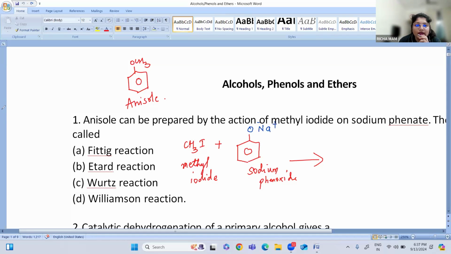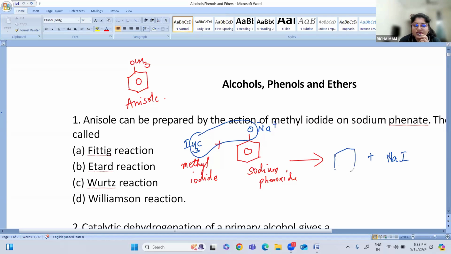O minus Na plus. Okay. So it will be how? So just see the combination, how it gets combined. So CH3I, right? So this will get combined. CH3 will get combined with O and your Na plus. Okay. So this is the compound which is formed.